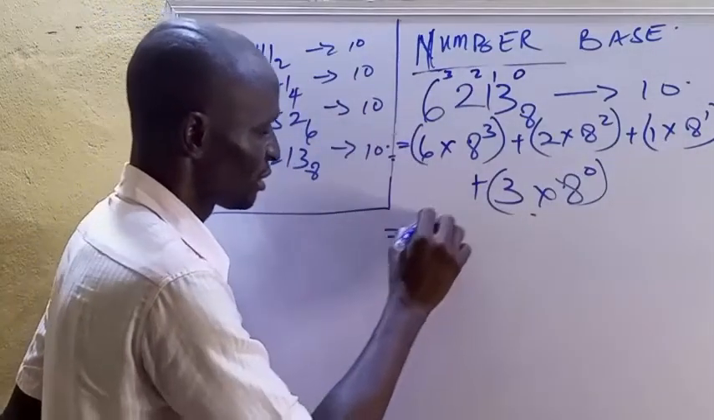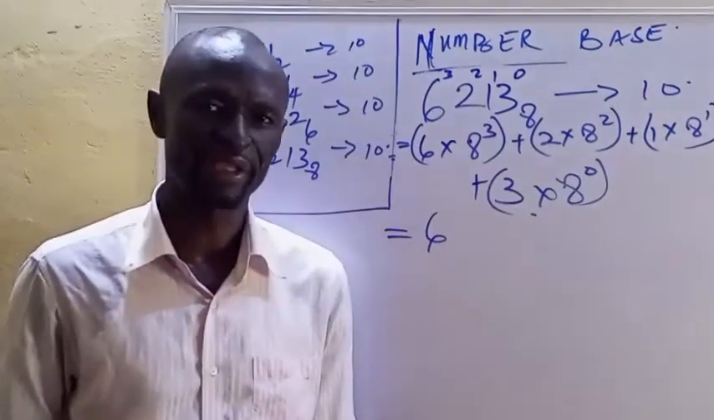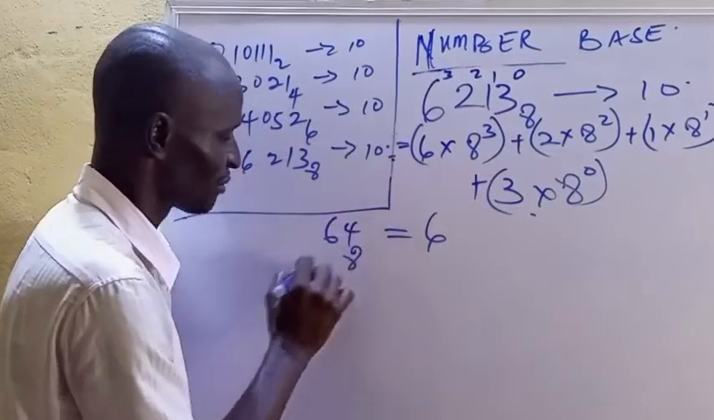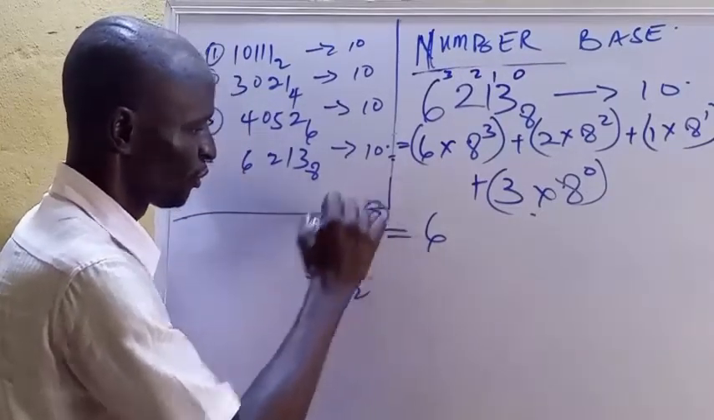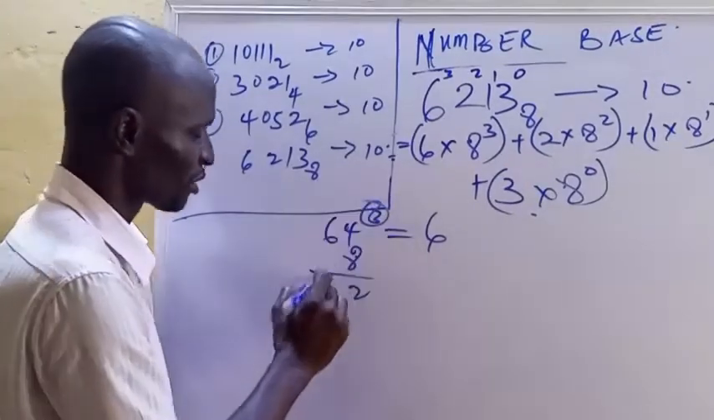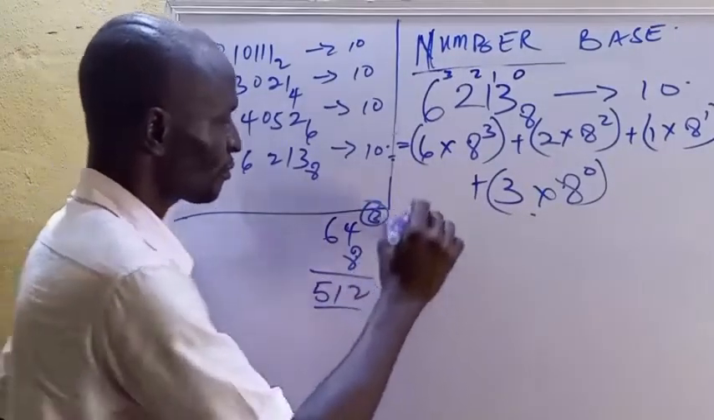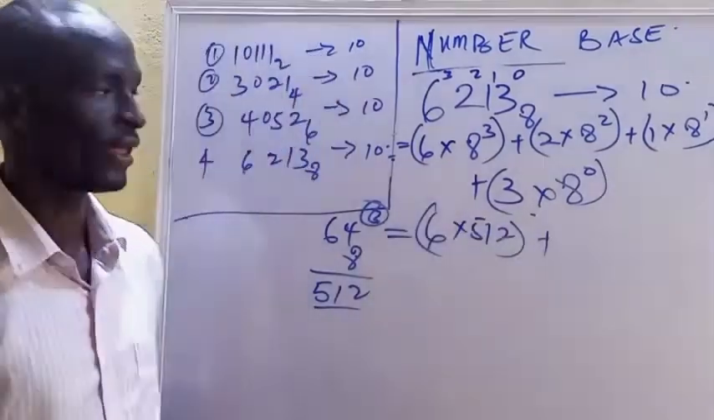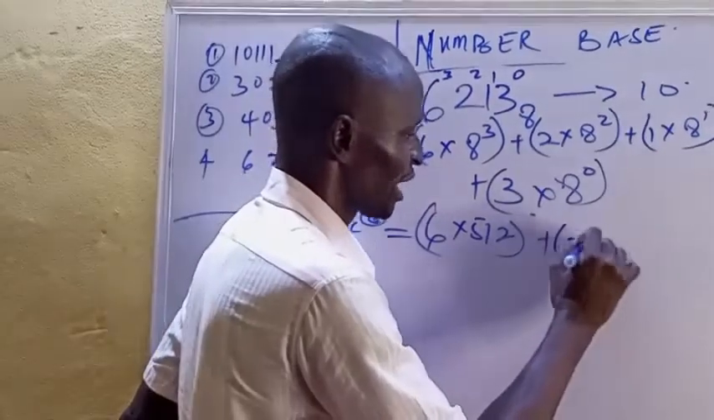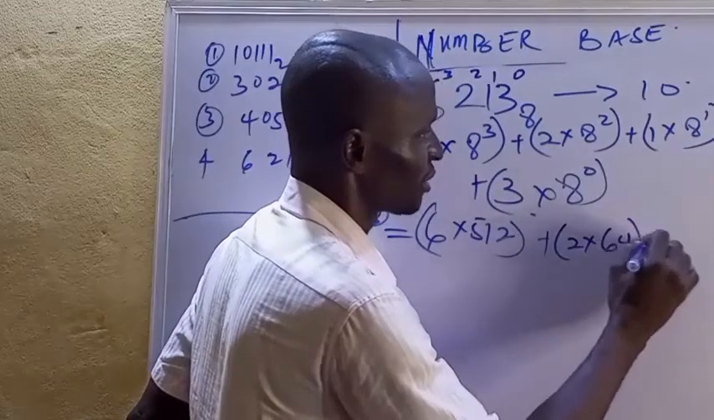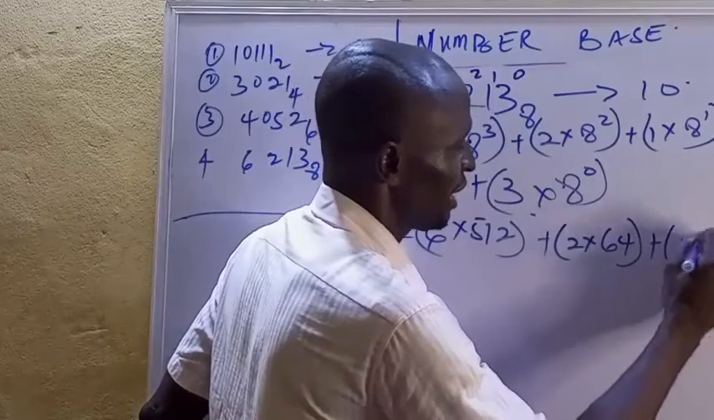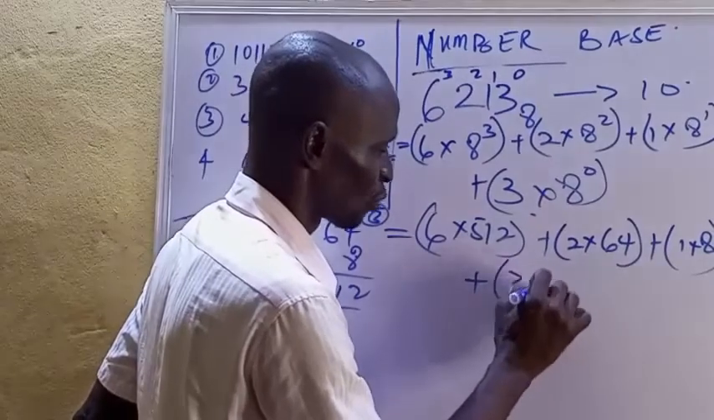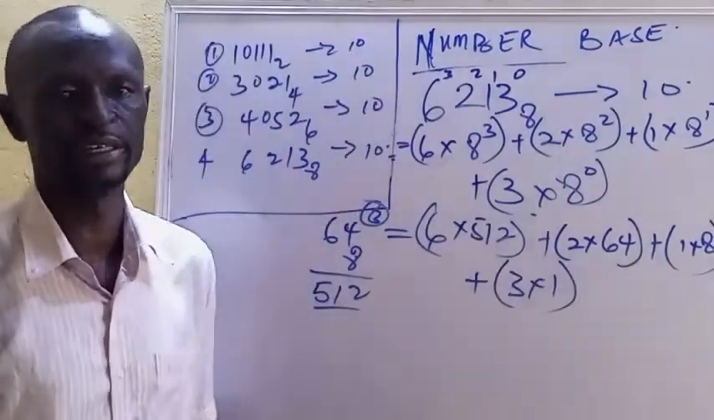Now this becomes 6, 8 raised to power 3. That's 8 times 8 times 8. 8 times 8 is 64. 64 times 8 becomes 512. Becomes 6 times 512. Plus 2 times 64. 8 times 8 is 64. Plus 1 times 8 plus 3 times 8 raised to the power 0. That's 3 times 1. Anything raised to the power of 0 is 1.